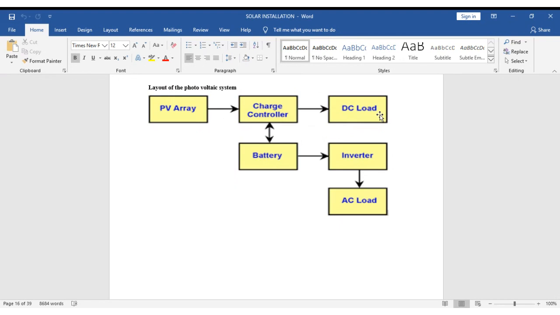So we start with the PV array. This one receives the solar energy. The controller regulates. The battery stores. The inverter converts DC to AC. The AC loads are the normal loads and the DC load is the normal DC loads.